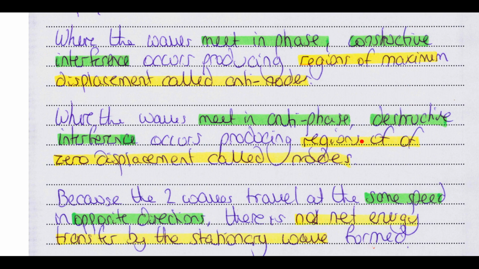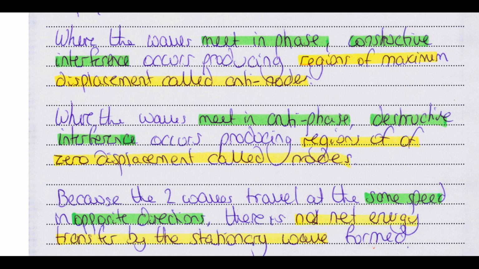You also get these regions called nodes, where there's a region of 0 displacement. And that's where they meet in antiphase. So not that they are out of phase, that they meet in antiphase, or 180 degrees phase difference, which causes destructive interference to occur. So the conditions are very specific for forming nodes and antinodes.